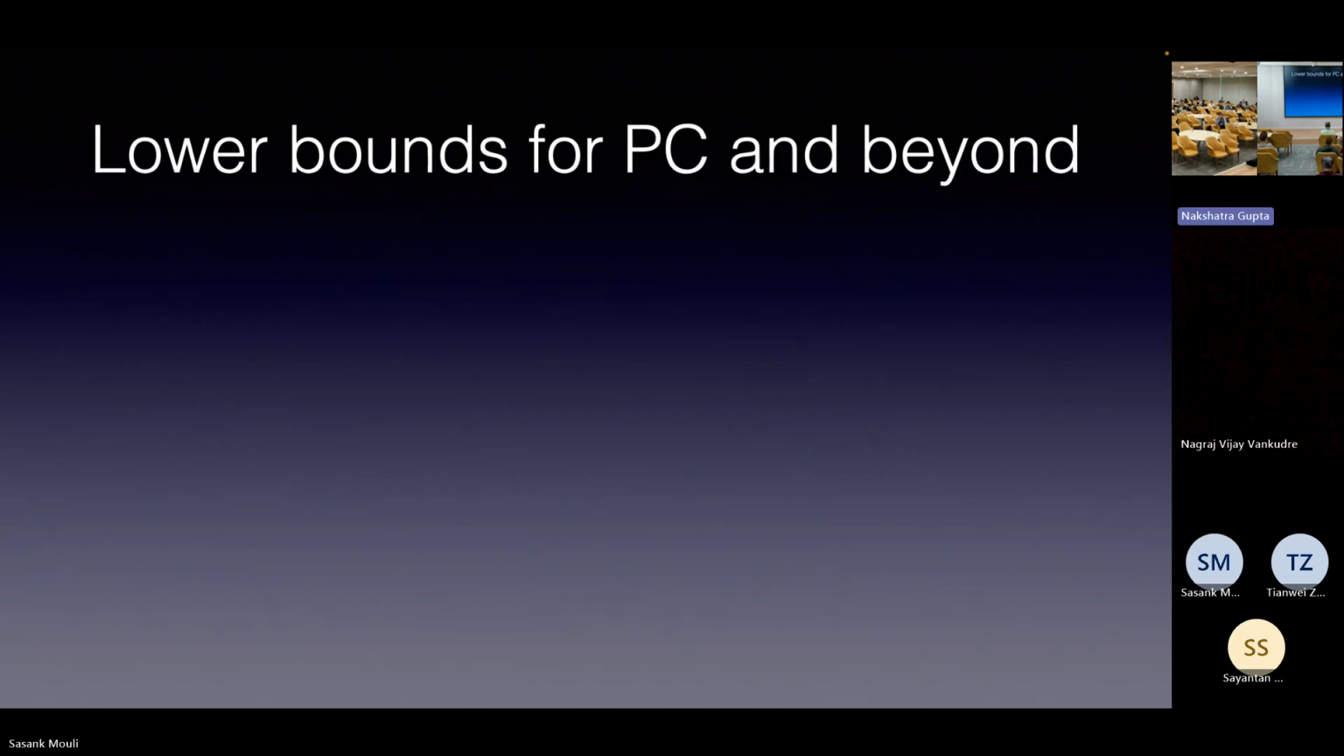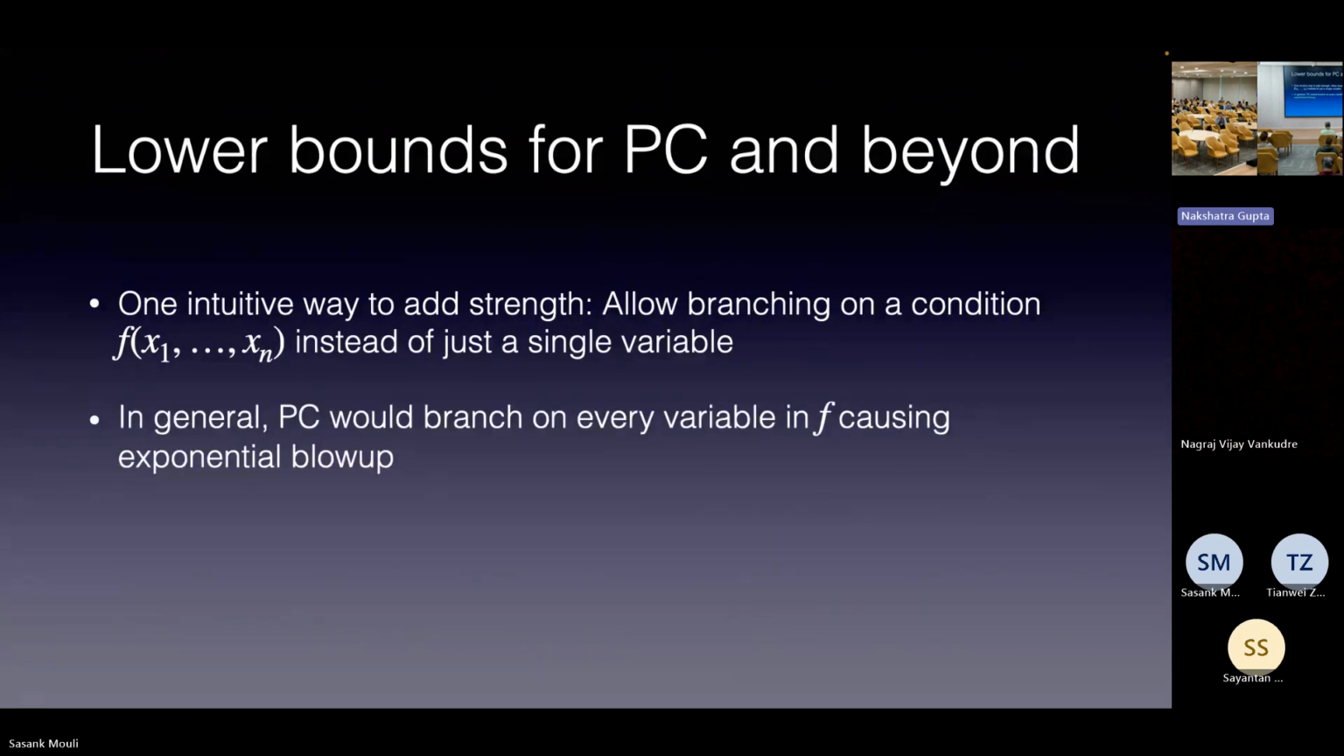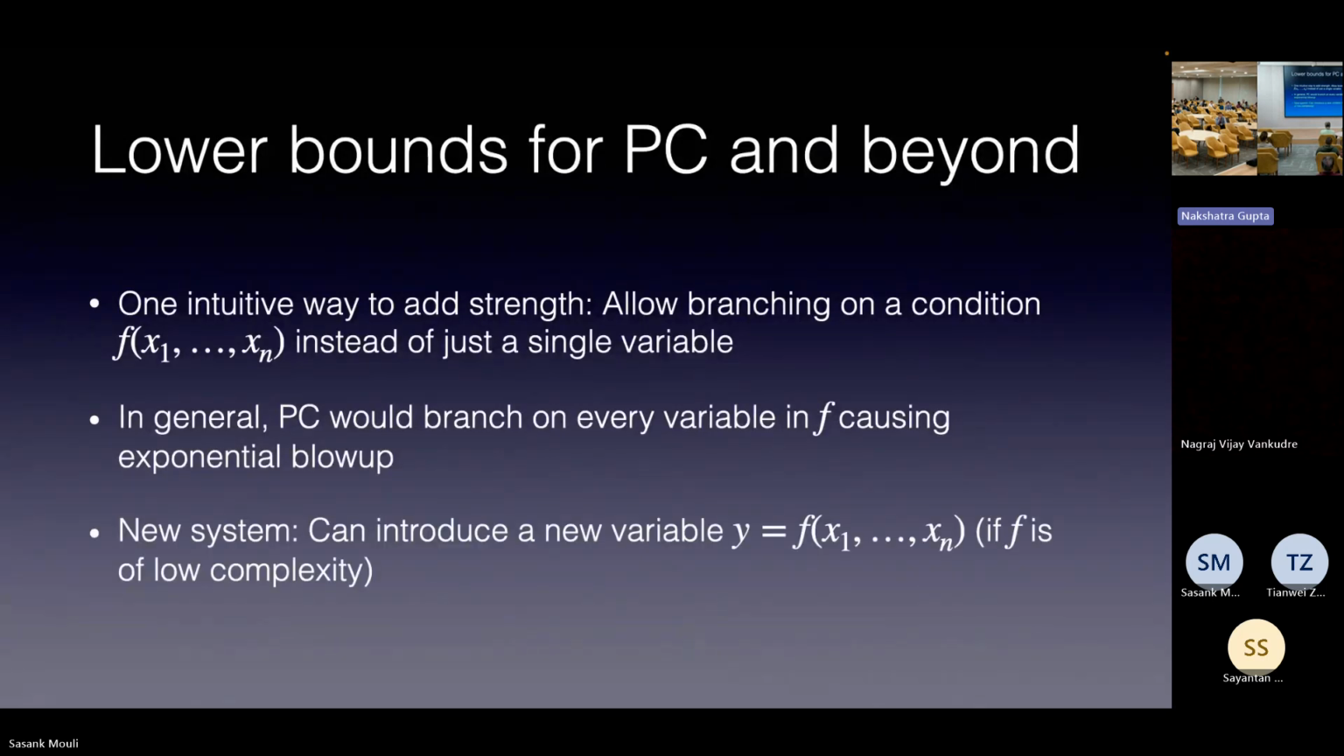So one way to add strength to these systems, PC for example, is to allow PC to branch on not a single variable, but some condition f(x1,...,xn), right? In general, if we did it naively in PC, it would branch on all the variables underlying this condition, and that would be an exponential blow up. But what we do in this new system is introduce what we call extension variables.